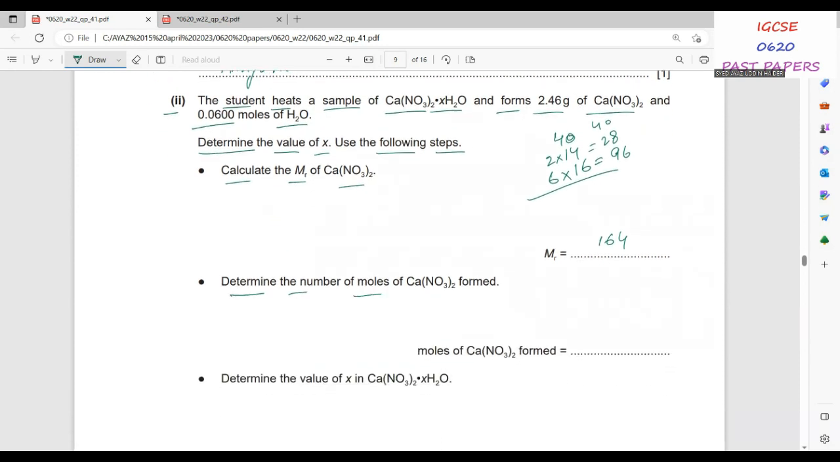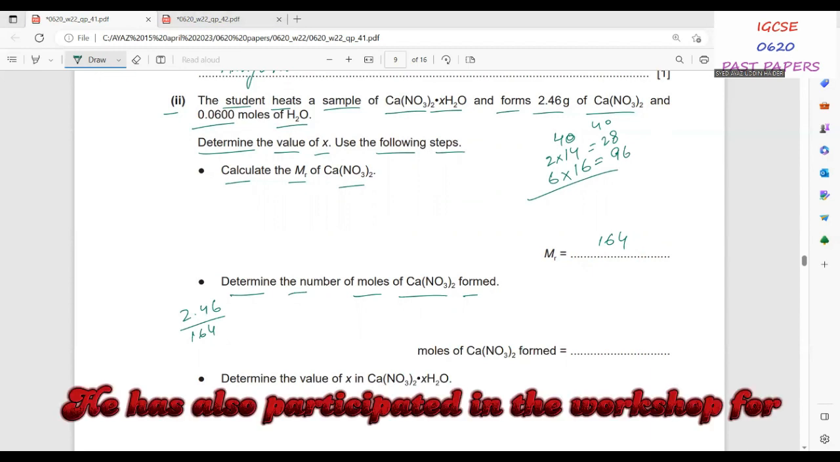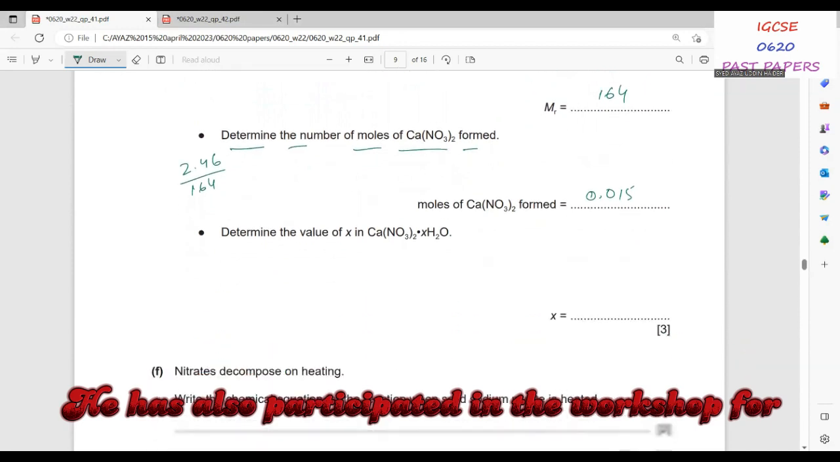Determine the number of moles of Ca(NO3)2 formed. Now we want to calculate the number of moles of Ca(NO3)2. So you'll simply divide the mass by the Mr of Ca(NO3)2. 2.46 divided by 164 gives 0.015 moles of Ca(NO3)2.